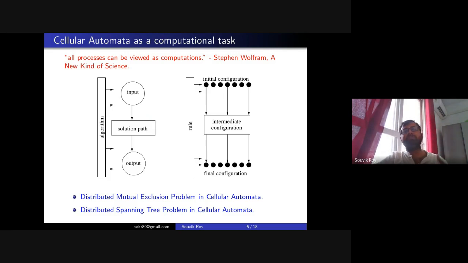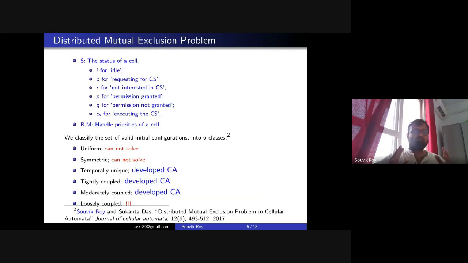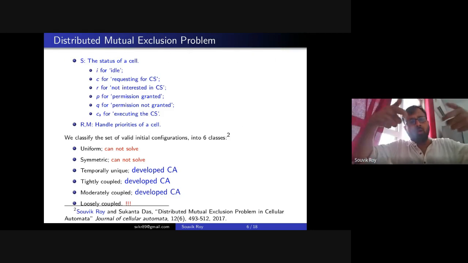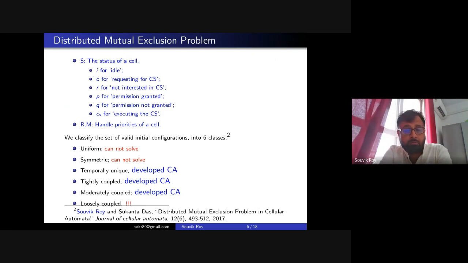And here we try to solve two problems, specifically the distributed mutual exclusion problem and the spanning tree problem, both for anonymous instances, because in cellular automata there is no numbering of cells. For the first problem, the distributed mutual exclusion problem, this is kind of a super problem of the leader election problem with some fairness and liveness properties. And we developed a CA with 6 states.